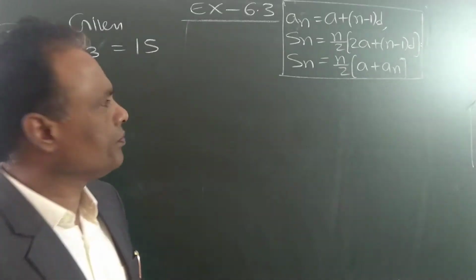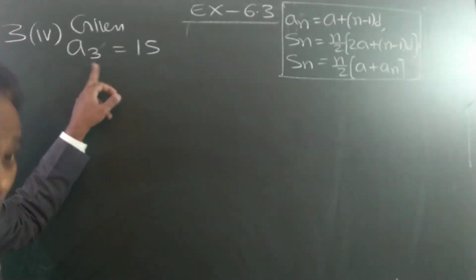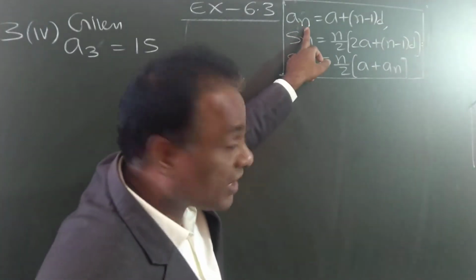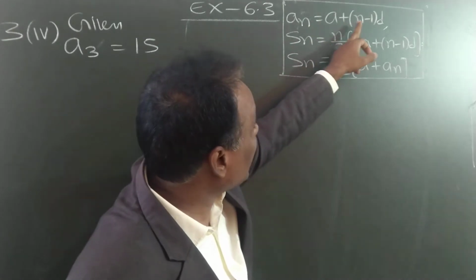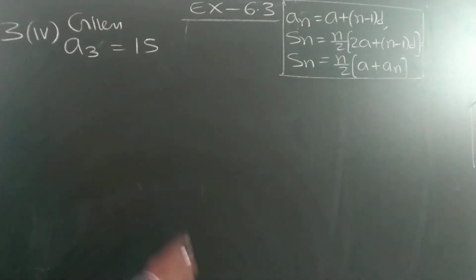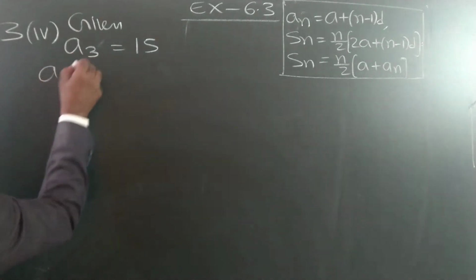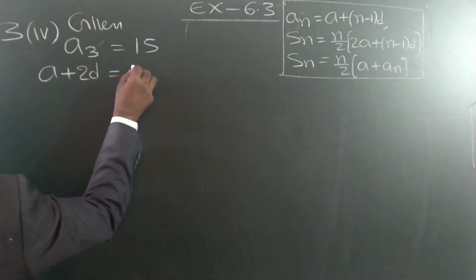See. A3 is equal to 15. We use an. We can use tn also, but in this textbook an is used. So an is equal to a plus n minus 1 into d. A3 is equal to a plus 3 minus 1 into d. That is 2d. So you need not write the formula here. Many times I explained this. A3 means a plus 2d. 3 means we will get 2.